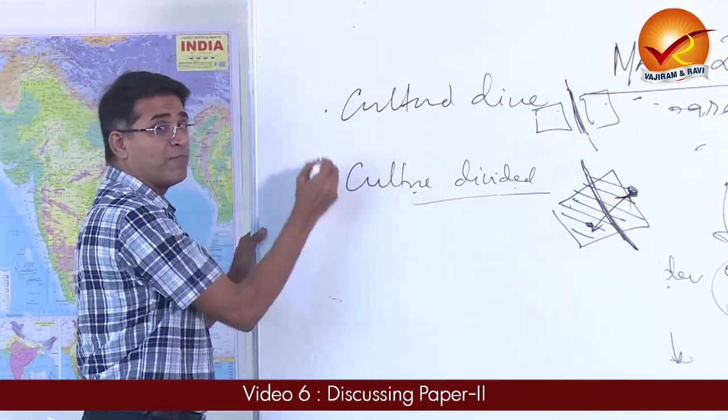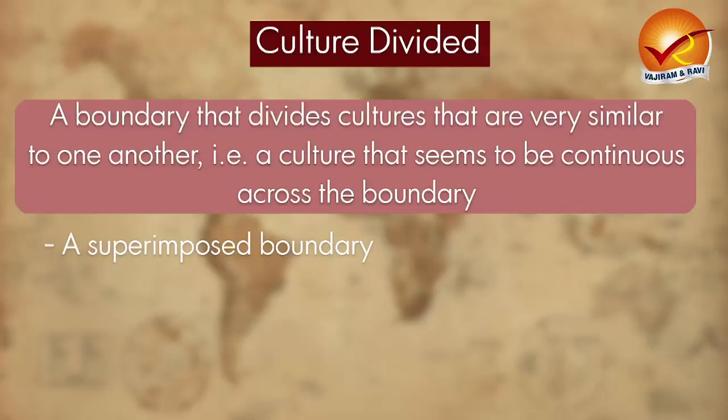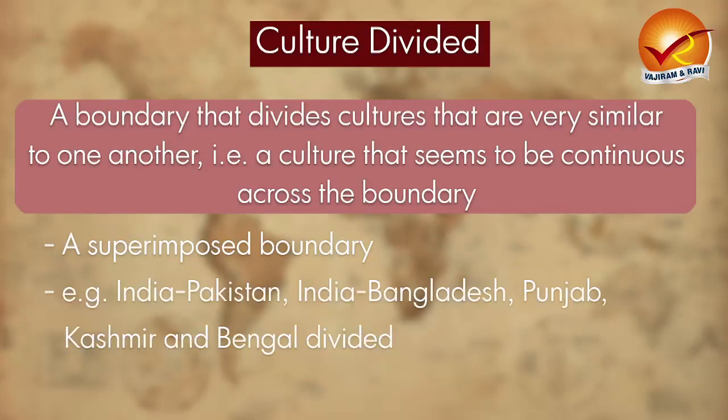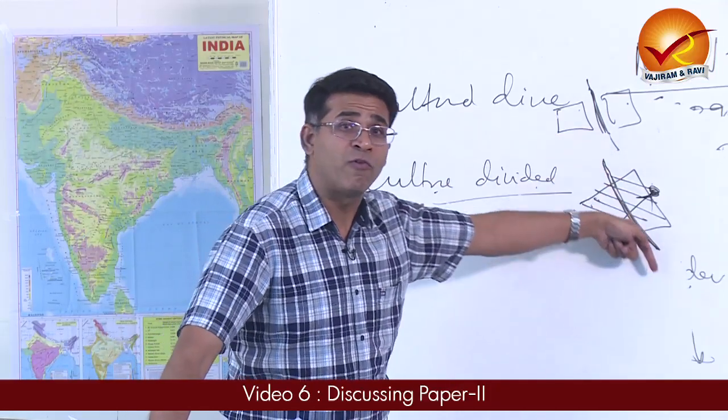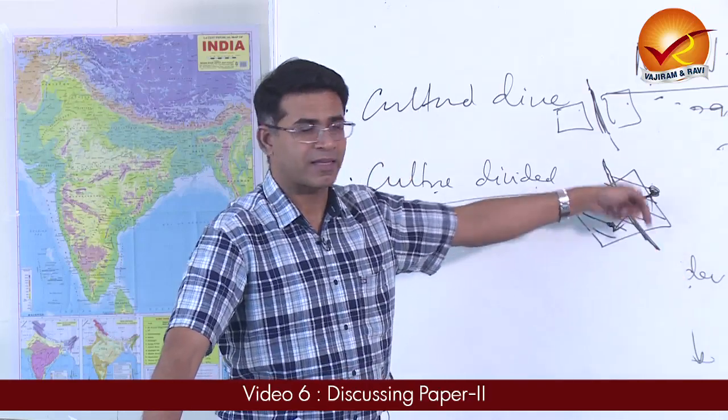In India, we have both. If you look at the India-Pakistan boundary and the India-Bangladesh boundary, the Bengal and West Bengal boundary, this is an example of culture divided. In the same way, Punjab and Punjab of Pakistan, Kashmir and the extensions into Pakistan. That's an example of a culture that was forcefully divided by the Radcliffe Line.